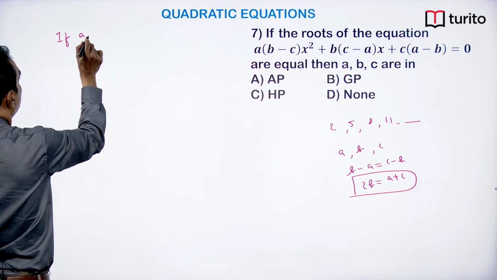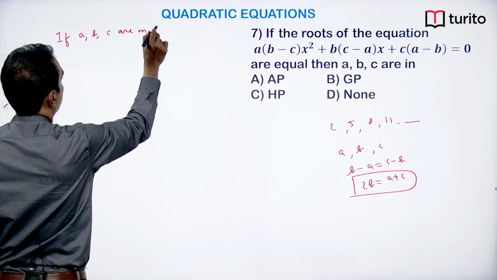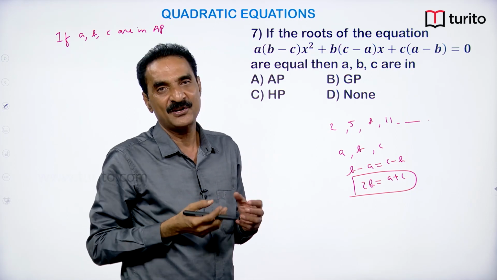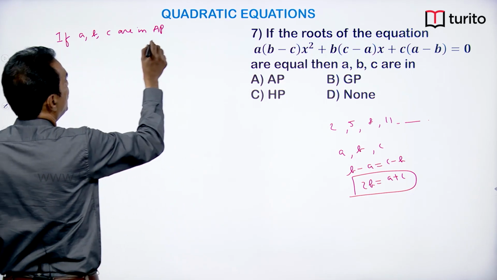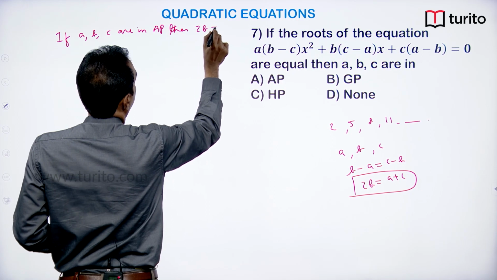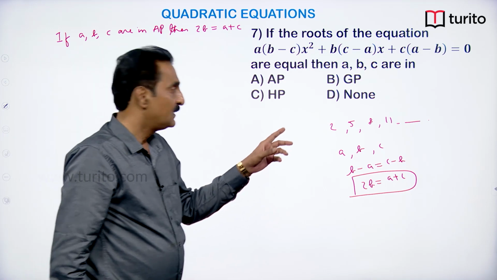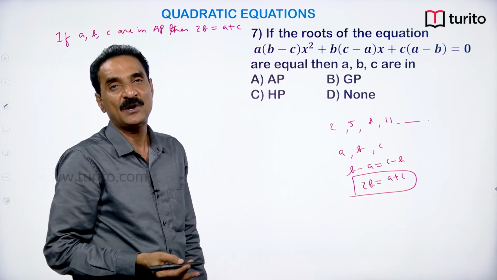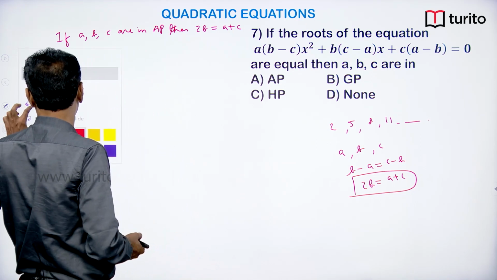If a, b, c are in AP, because some of you may not be familiar with the progressions, I am just giving the basics of AP, GP, HP. If A, B, C are in AP, then 2B is equal to A plus C. Now, what is a GP? If the ratio of any two consecutive terms is constant, it is called GP or geometric progression.